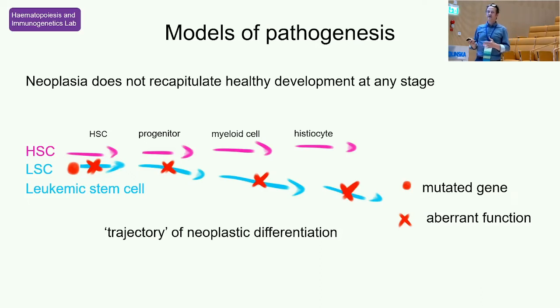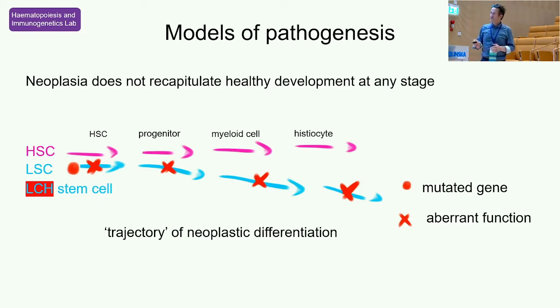And I think it's fair to say we don't know which of these models is more accurate. Maybe there's a blend of them in different risk groups in LCH. And you might even use LSC to denote LCH stem cell here.